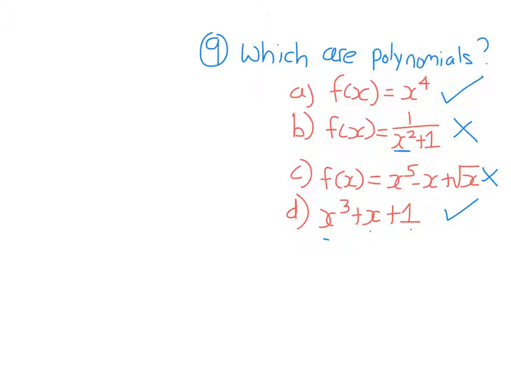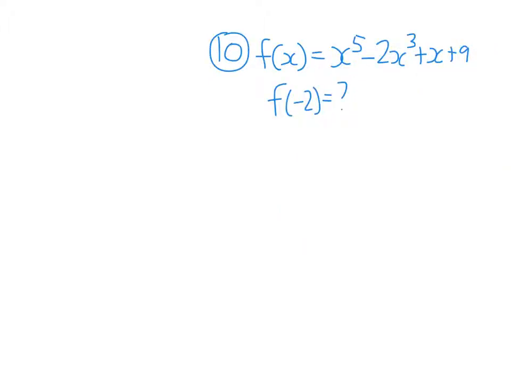Let's now do question 10. So in question 10, we're given a polynomial. Here it's a polynomial because x only takes non-negative integer powers. We're asked to find, if that's f(x), what's the value of f of minus 2? So all that means is take your polynomial and replace x with minus 2.